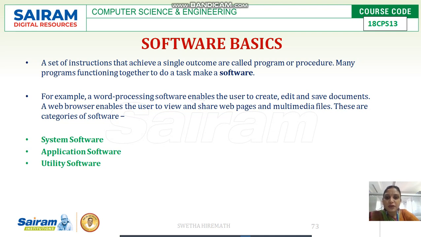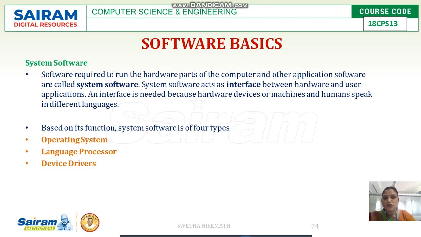For example, a word processing software enables the users to create, edit, and save documents. A web browser enables the user to view and share web pages and multimedia files. There are three categories of software: system software, application software, and utility software. So first, what is system software?